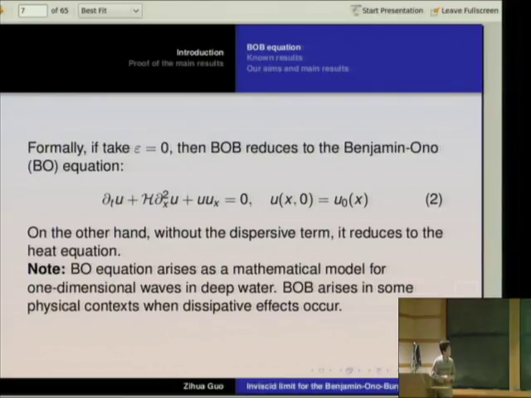The BO equation is a mathematical model for one-dimensional waves in deep water, as opposed to the KdV, which is shallow water. And the Burgers term is some dissipative effect that occurs in the physical context. It's not an integrable system, however, is it? The BO equation, yes, it is completely integrable. KdV is, but I didn't know Benjamin-Ono was integrable. Yeah.